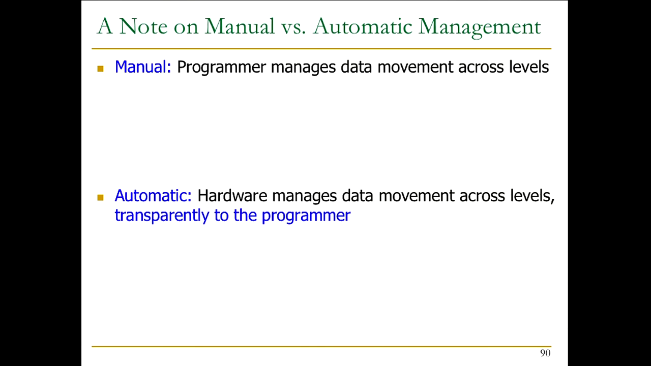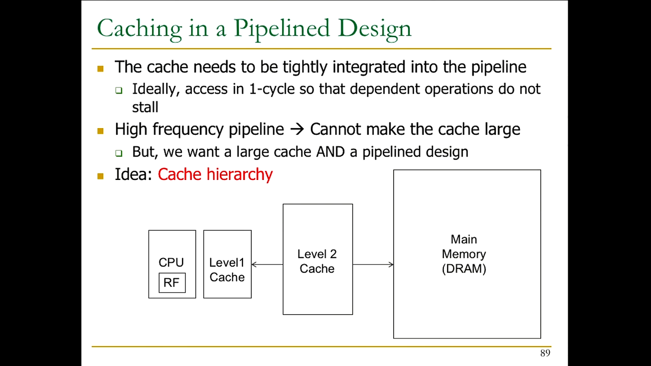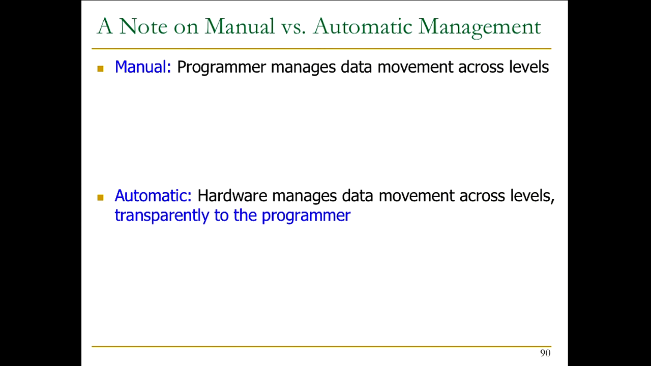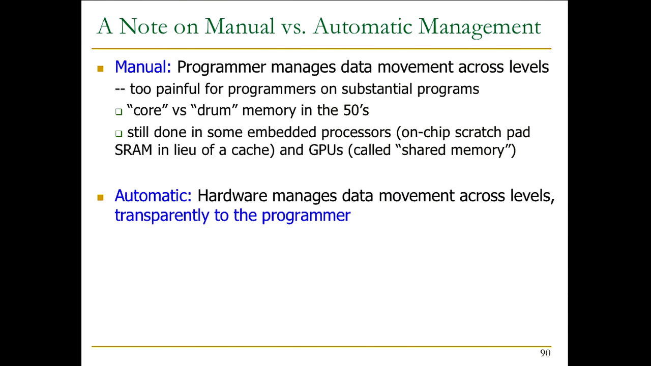Okay, so let's talk about manual versus automatic. Again, this is another trade-off where the programmer can go crazy, whereas the microarchitect also can go crazy potentially. So if you can punt the management of the cache to the programmer and say, programmer manages the data movement across these levels in the cache hierarchy, the cache is exposed. This is usually called a scratchpad memory, which will come. But this is usually too painful for programmers on substantial programs. You need to be a really good programmer to be able to do this. And this was the case in the 1950s, core versus drum memory. Still done in some embedded processors. They have on-chip scratchpad SRAM as opposed to a cache.